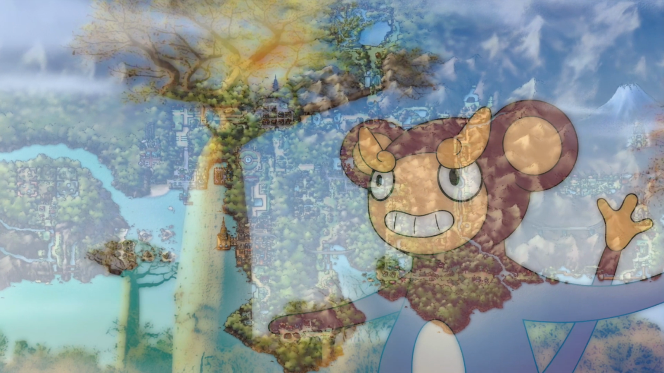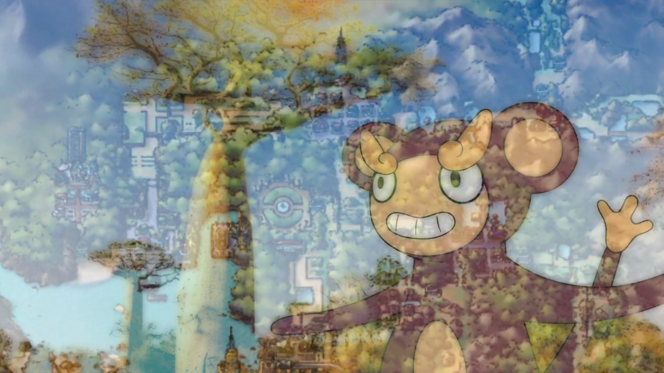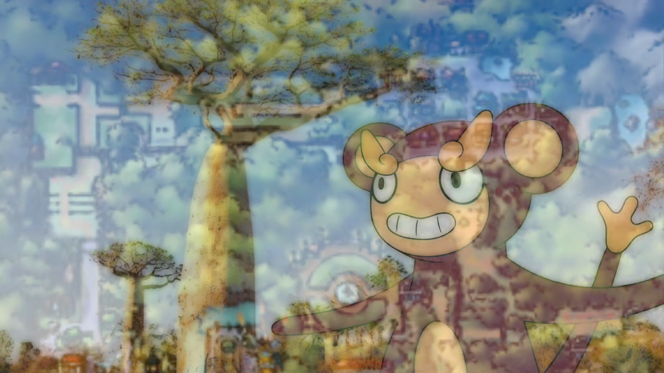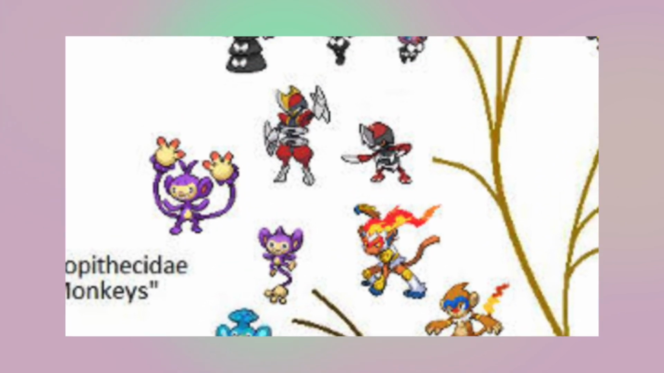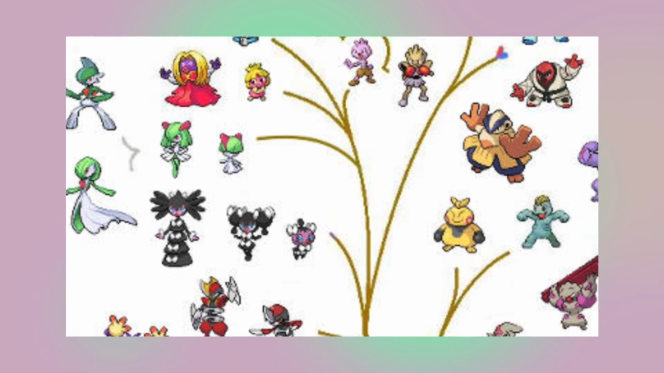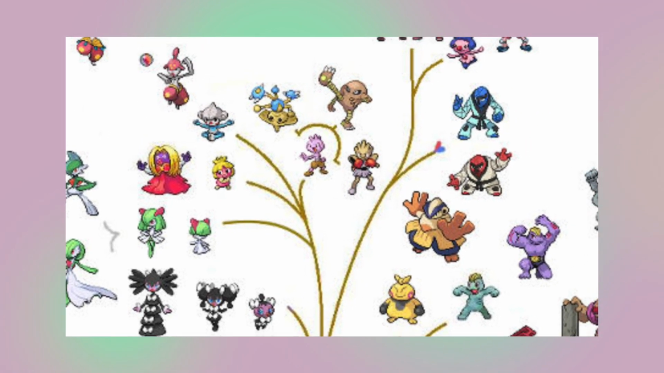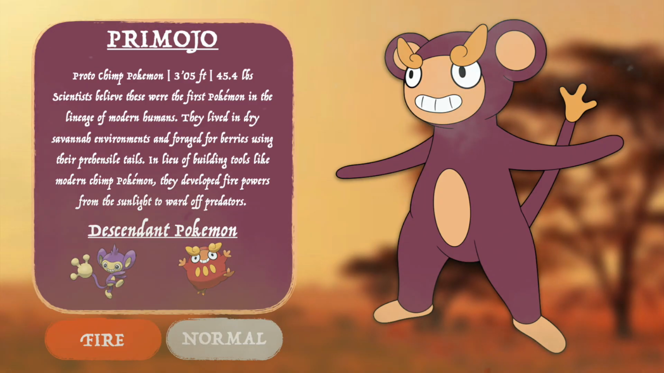And then another group of Primojo left these hot environments and went to cooler, wetter jungles, where they developed their tails to climb up trees and they formed nests, similar to modern Aipoms. Eventually, groups of Pokemon like Aipom would go on to become the first modern monkeys that we know today, like Infernape, the Simmies, Oranguru, and of course modern humans, once their hands and their feet evolved and their brains got bigger. And though Primojo may be extinct now, scientists recognize that they're one of the most important Pokemon species to ever exist. Because without them, humans wouldn't exist either.